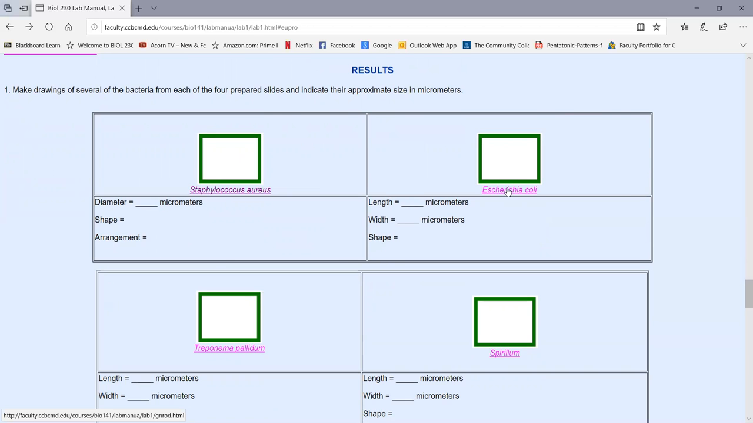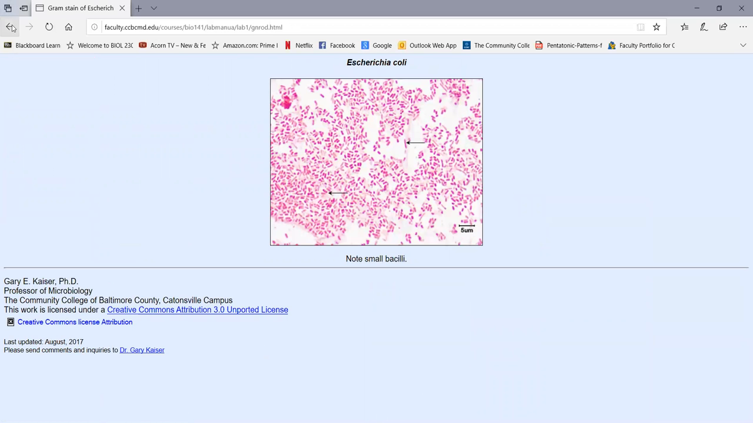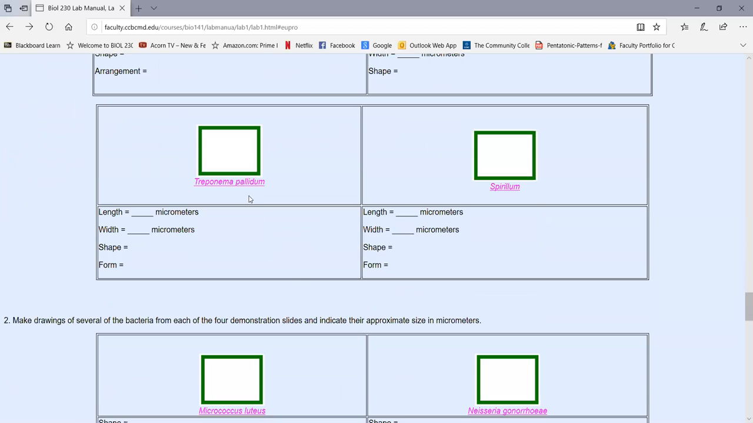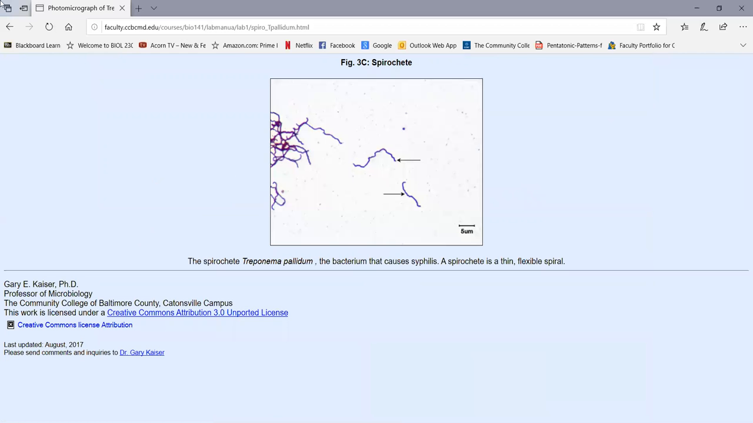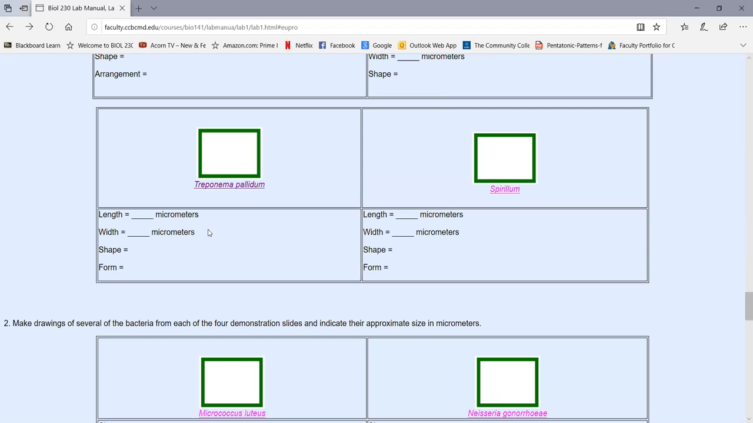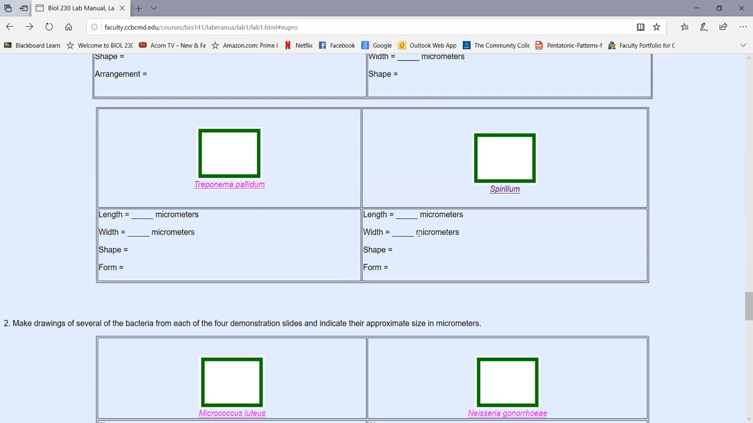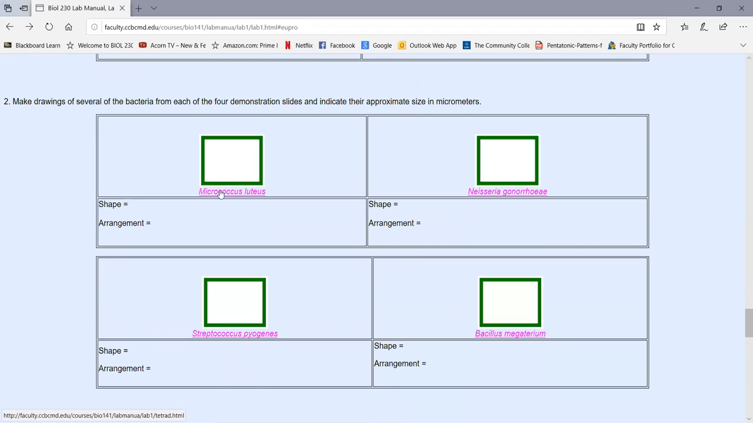For E. coli, our bacillus-shaped bacterium, again, measure the length and width in micrometers, tell me the shape. For Treponema pallidum, our spirochete, measure the length in micrometers, the width in micrometers, tell me the shape and the form. For spirillum, our thick rigid spiral, again, measure the length and the width in micrometers, give me the shape and form.